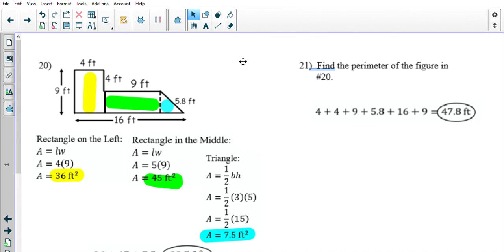So like I said, from here, you may want to go to area of composite figures and of the shaded region additional practice and complete numbers 4 and 5, which are not composite figures. They're just using scale. And then number 6 and 7, which are composite figures, along with number 8, which is very similar to problem number 20 and 21.